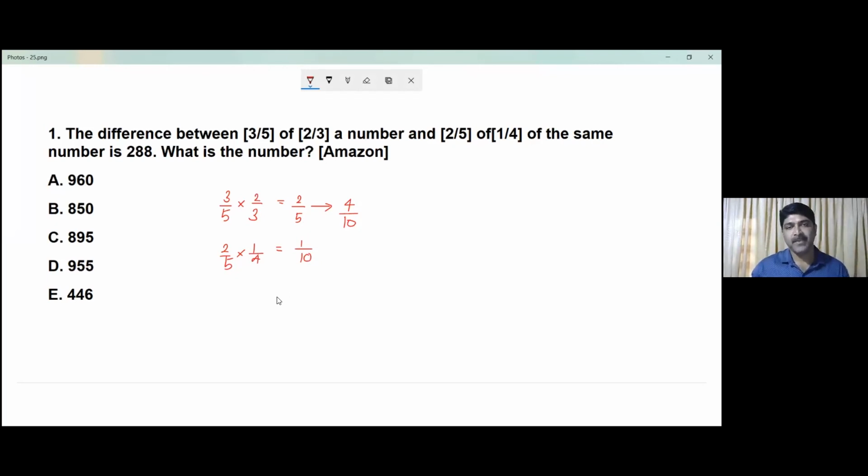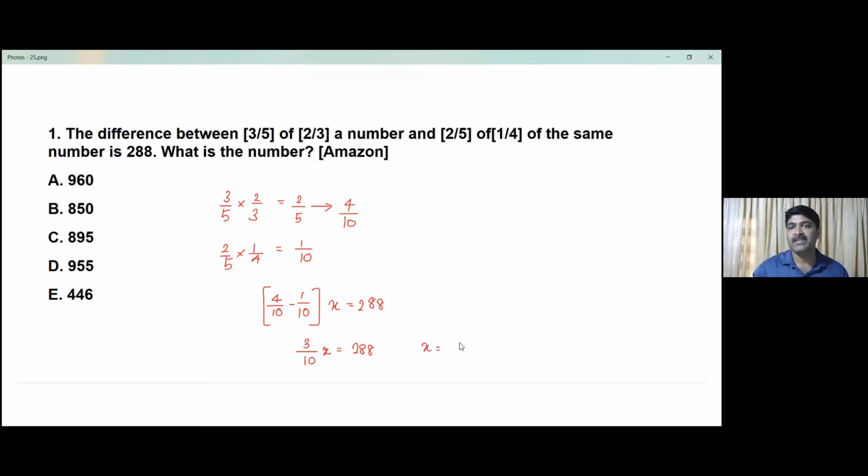Ritu, correct? So 4/10 minus 1/10 of a number is equal to 288. Here we can do the operation easily. That's why I told you, if anybody is facing difficulties in fractional operations, you have to practice it from the school level onwards. Some basic addition, subtraction, multiplication. These things are very important. Here we can easily subtract the numerators. This is 3/10 of x equal to 288.